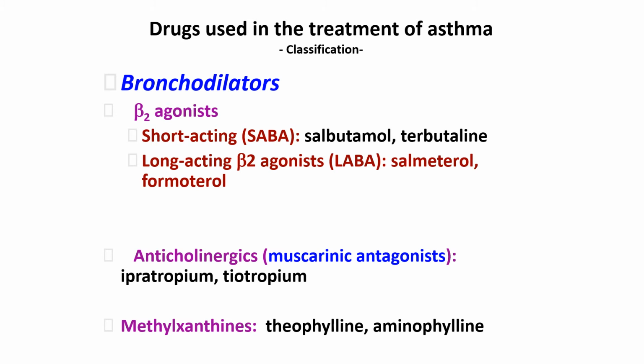Among short-acting beta 2 agonists or SABA, we have salbutamol, terbutaline. Among long-acting beta 2 agonists, we have salmeterol, formoterol. Then anticholinergics, which you have already read about, are used in bronchial asthma or COPD, such as ipratropium bromide or tiotropium bromide. Then methylxanthines such as theophylline or aminophylline. In this class, I will discuss mainly beta 2 agonists, both SABA and LABA.